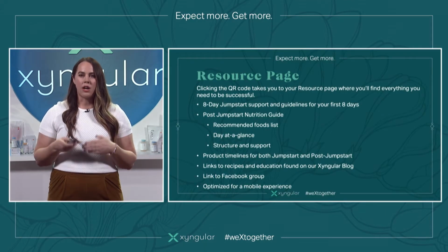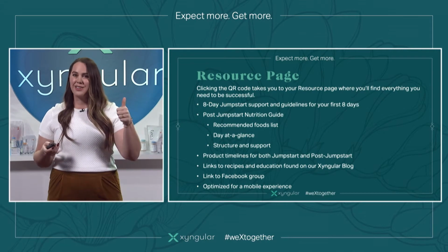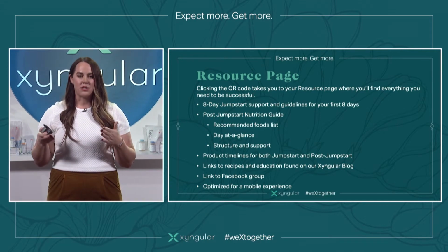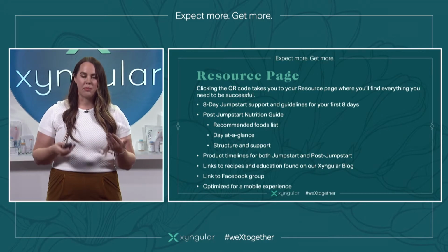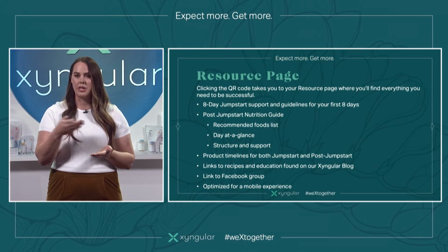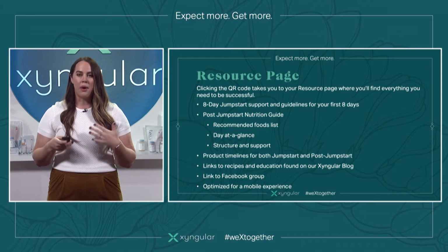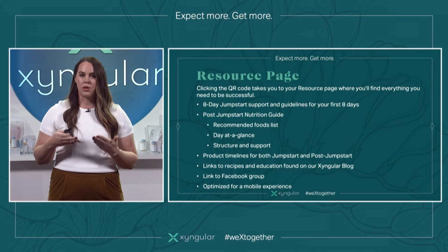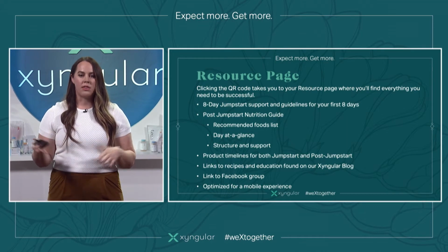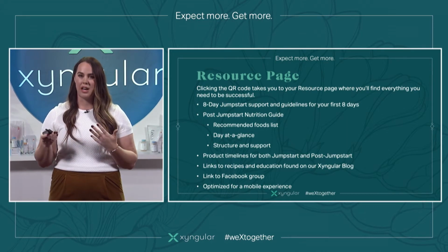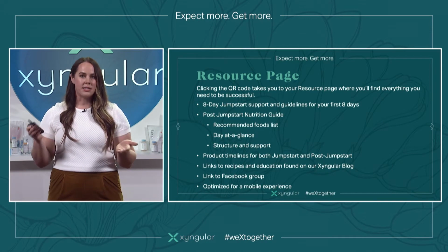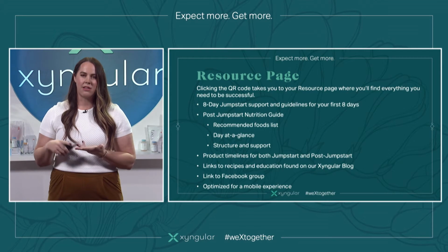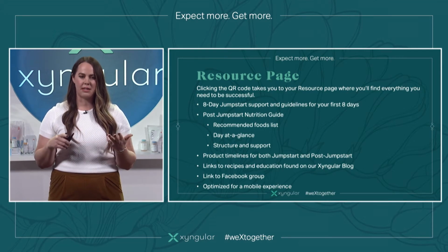Okay, so let's talk about the resource page. Once you scan that little QR code, it's going to take you to this resource page. The resource page is going to have all of this awesome information to help your customers be successful through the 30 days of their kit or bundle. So on that, you're going to find information about the 8-day jumpstart and guidelines through your first 8 days, along with the post-jumpstart nutrition guide that Chanel covered in her presentation. Inside that nutrition guide, you're going to find your recommended foods list, your day at a glance, along with structure and support to help you be successful.